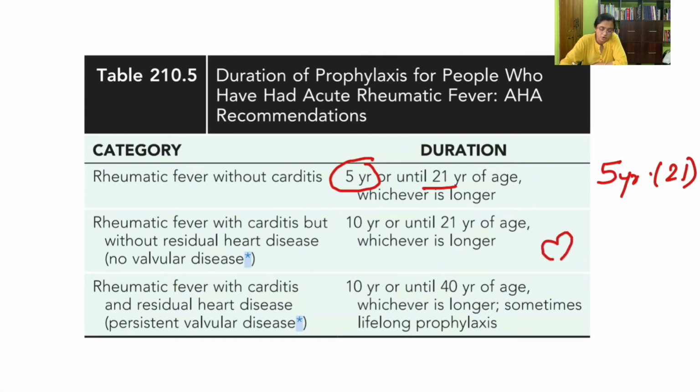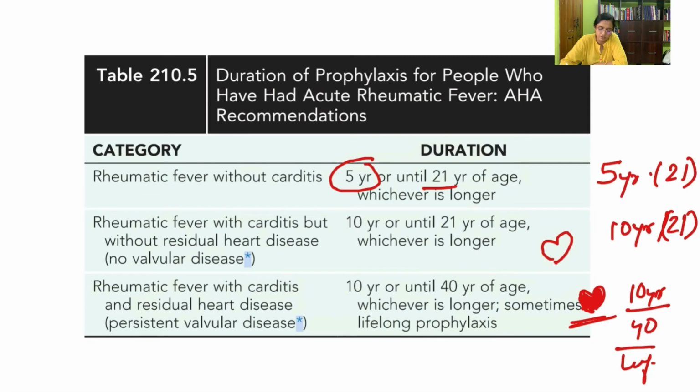If there is cardiac involvement, but it is not leading to any chronicity, it is not leading to any valvular disease, then you have to give it for 10 years or until 21 years, whichever is longer. Now, if the patient has carditis which has developed into a valvular disease, then we will have to treat the patient till 10 years or 40 years, or lifelong. In patients which have very severe valvular disease, we might have to give it for lifelong.